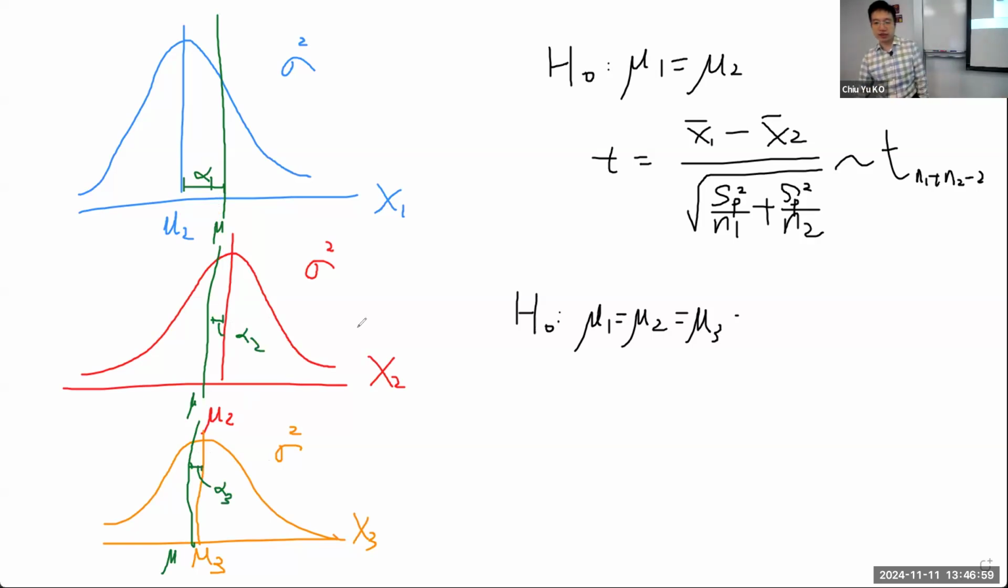And when we say they're the same, actually we're asking ourselves whether all the alphas are 0. So the question is whether alpha 1 equals alpha 2 equals alpha 3, that is 0. And alpha is the treatment effect, so that means we do intervention on different groups, and we want to see whether the different groups actually had 0 treatment effect.